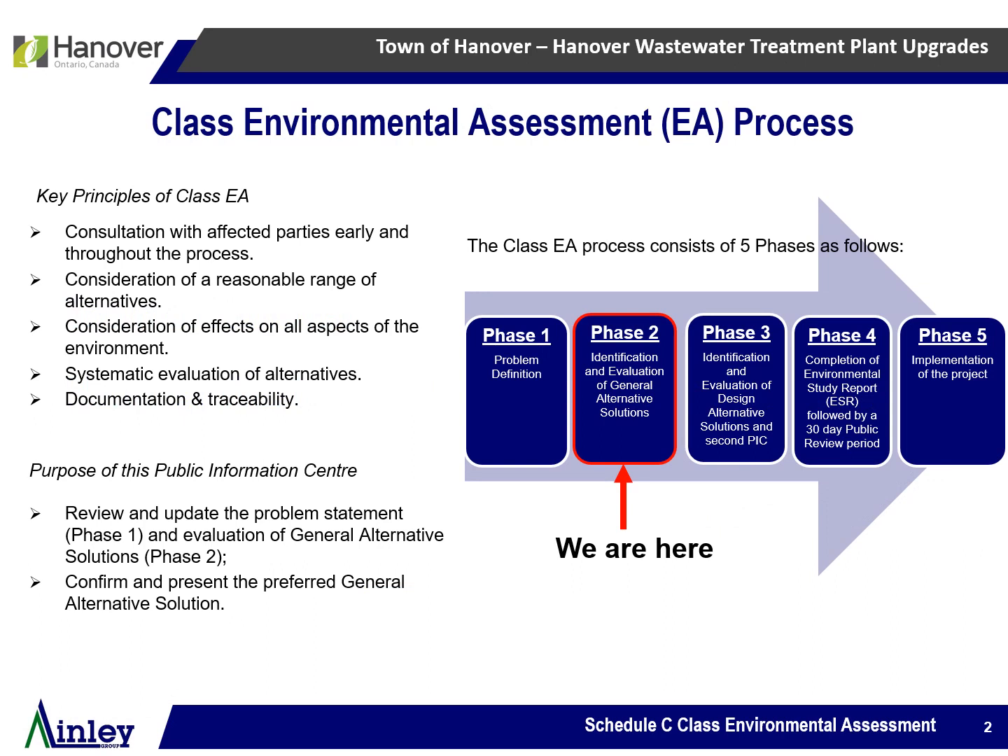The Municipal Class Environmental Assessment is a streamlined approach to satisfying the requirements of the Ontario Environmental Assessment Act for routine infrastructure projects. In essence, the Class EA is a planning process used to evaluate potential environmental impacts of infrastructure projects and is generally carried out in 5 phases.